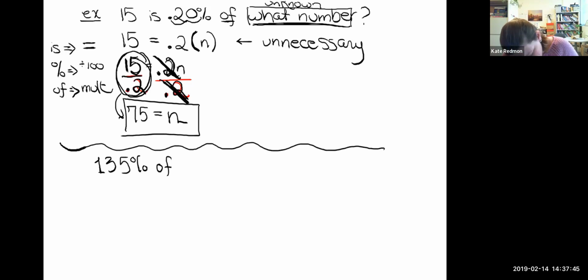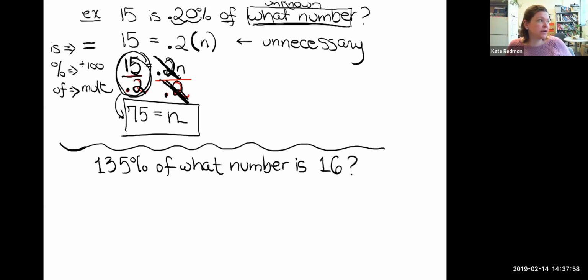135% of what number is 16? Okay, and I have no idea if this is going to be nice or not. I'm sorry. Should have written these problems in advance. 135% of what number is 16? Okay, let's go ahead and directly translate this statement that we see.